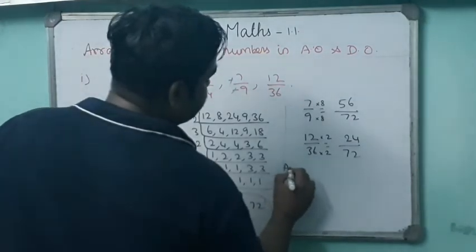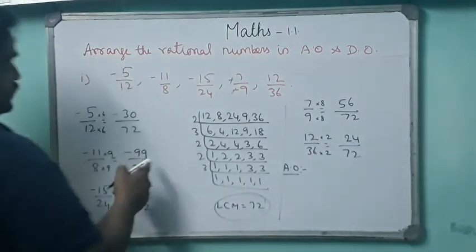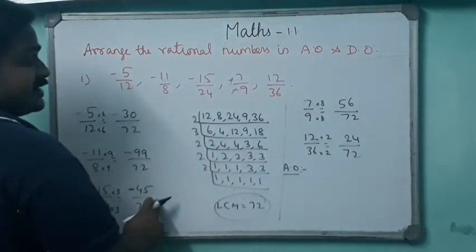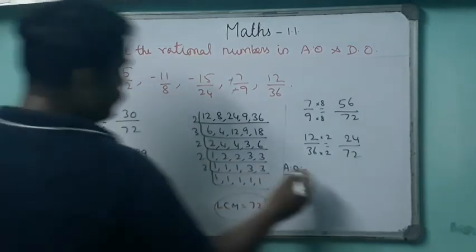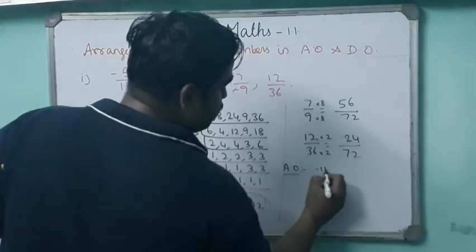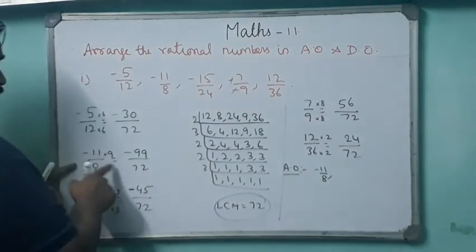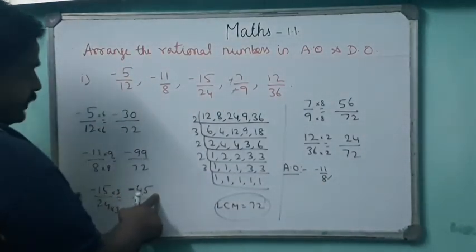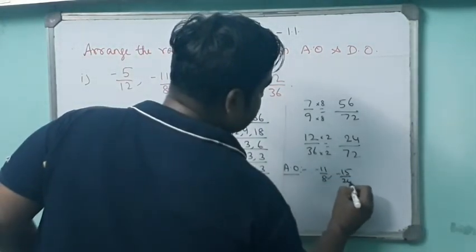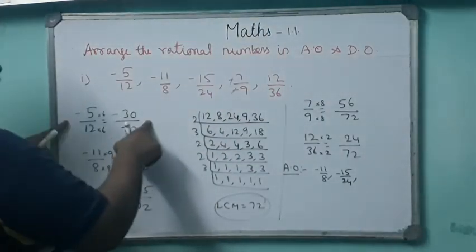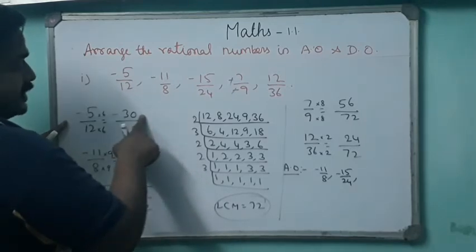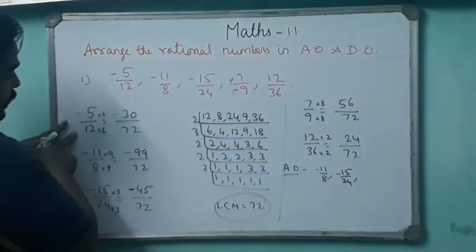Let's see how. First it is ascending order. Ascending order means you have to take the very least number first. The very least number goes for the highest negative value. So this minus 99 by 72. What number is minus 99 by 72? Minus 11 by 8, and the first number is minus 11 by 8. Next, minus 99, then minus 45. This number is minus 15 by 24. Then the next highest negative number is minus 30. Minus 30 by 72, what value is that? Minus 5 by 12.